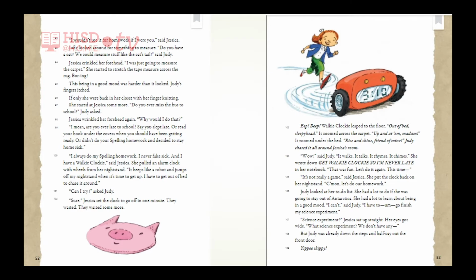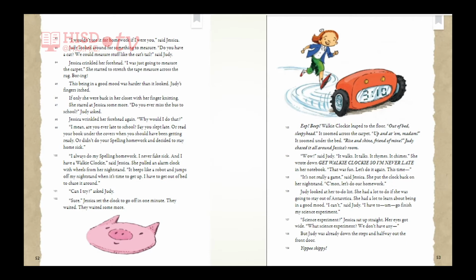Judy's fingers itched. If only she were back in her closet with her finger knitting. She stared at Jessica some more. "Do you ever miss the bus to school?" Judy asked. Jessica wrinkled her forehead again. "Why would I do that?" "I mean, are you ever late to school? Say you slept late, or read your book under the covers when you should have been getting ready, or didn't do your spelling homework and decided to stay home sick." "I always do my spelling homework. I never fake sick, and I have a walkie-clocky," said Jessica.